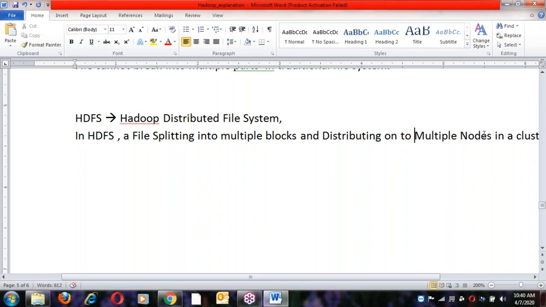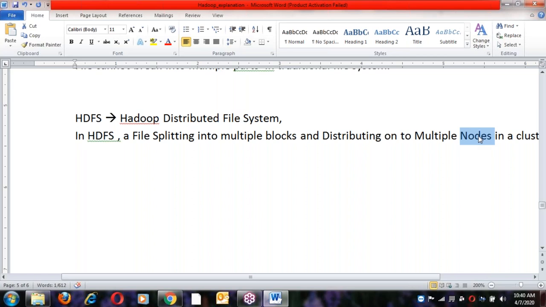Multiple nodes. What is a node? A node means a computer, just like our computer. In Hadoop, the network is called a cluster. That network contains some interconnected computers, and all those interconnected computers are called nodes. Each and every computer is one node. A computer is a node, and a network is a cluster.